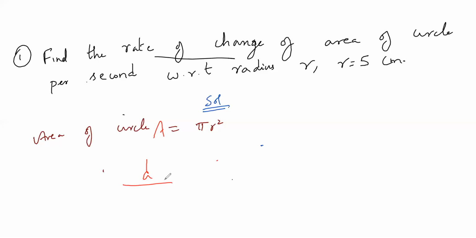Rate of change meaning what? With respect to radius. So we differentiate with respect to r. What? Our area, dA by dr. So d by dr of what? Pi r square. That I'll write down here.